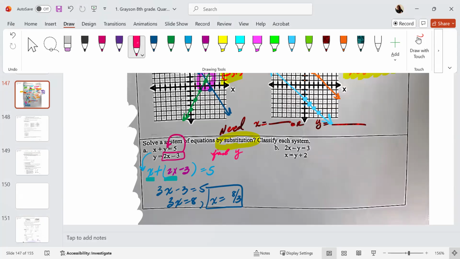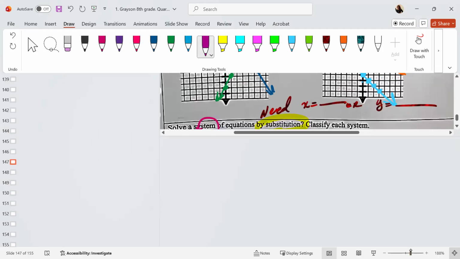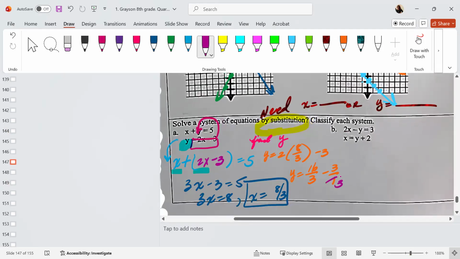But we're not done yet, because now what do we need to find out? Find y. Yeah, which equation do we use to find y? Top one or the bottom one? Which one looks easier? Bottom, because it's already set up. It's y equals your answer, correct? So then you just do y equals 2 times 8 over 3 minus 3. 2 times 8 is 16. So you have 16 over 3 minus 3 over 1. You've got to find a common denominator clearly. So then we multiply the 3 by 3, which is 9. And 16 minus 9 is 7 over 3.